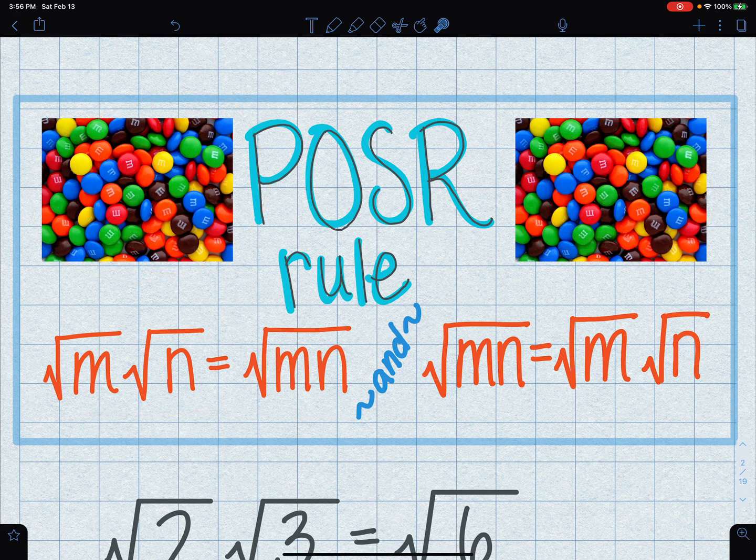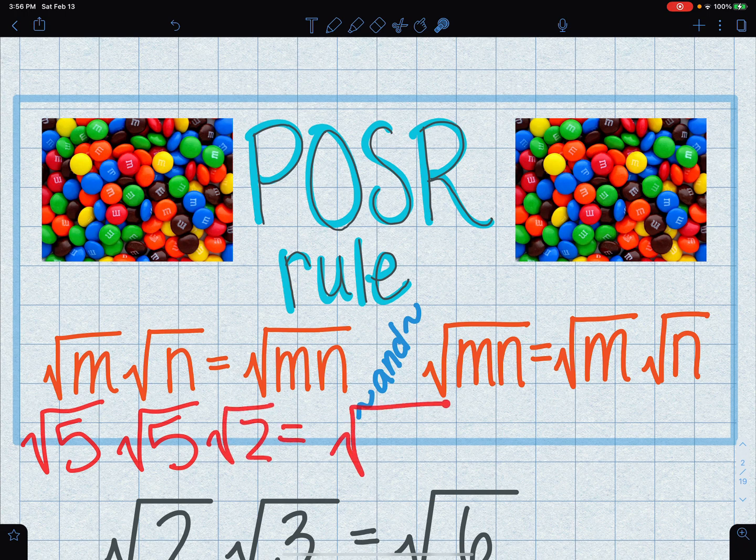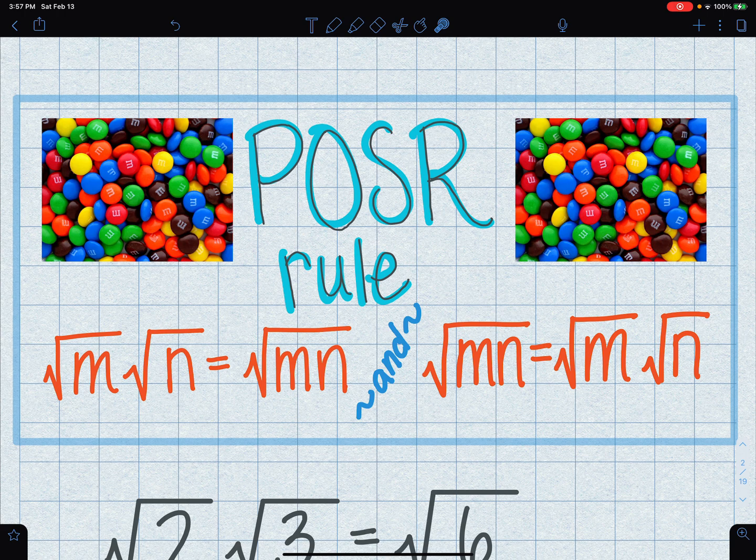M and M. Okay, so the square root of M times the square root of N is the same thing as the square root of the whole thing, M times N. And vice versa. This is what we just did. We had the 50 here, and we turned it into 5 square root 2, or the square root of 5 times the square root of 5 times the square root of 2. So we were doing it this way, but you could also do it backwards and do it this way, where if you start with square root 5, square root 5, square root 2, that's all going to be equal to square root 50. Bam! Poser rule. Okay?